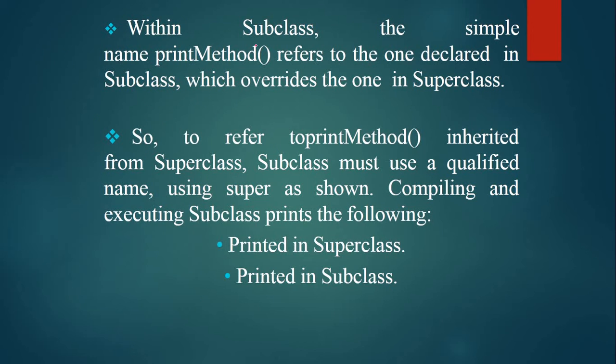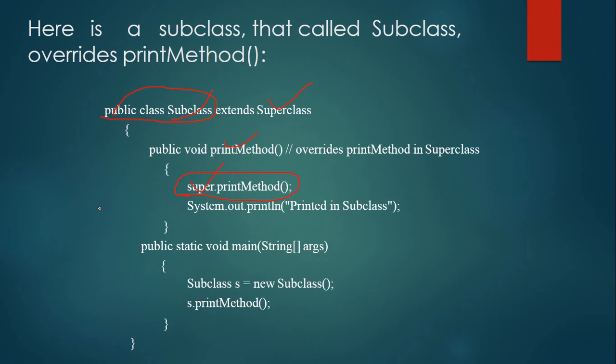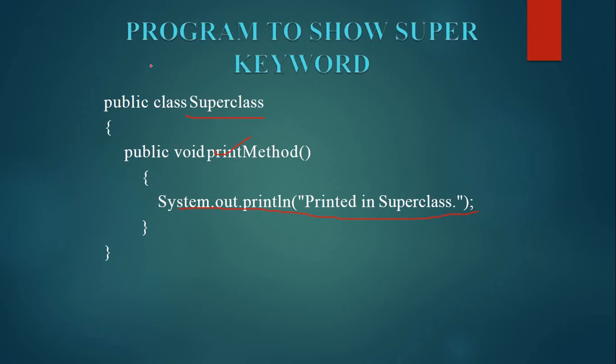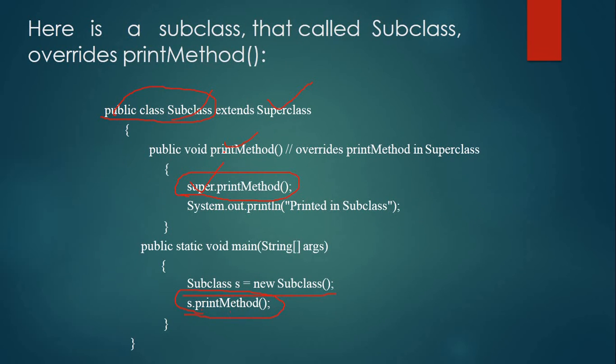Within the subclass, the simple name print refers to the one declared in the subclass, which overrides the one in the superclass, as we have seen. So to refer to the print method inherited from the superclass, the subclass must use a qualified name, using super as shown. Compiling and executing prints the following. If we create a new subclass object s, and with this object we call s.print, it will check two methods, one in the superclass and the second in the subclass.